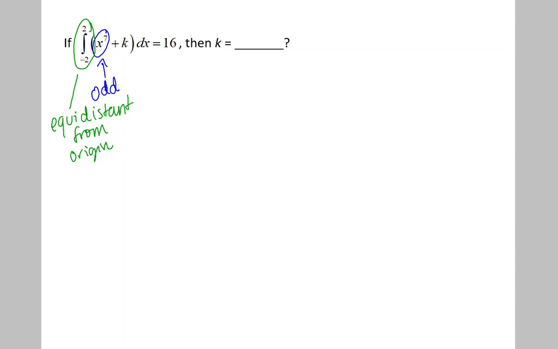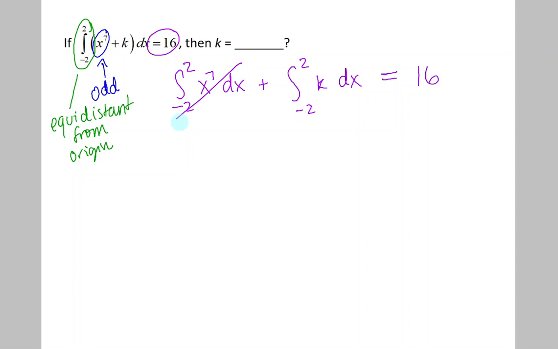So that means using my properties of definite integrals, I can split up this definite integral to be the integral from -2 to 2 of x to the 7th dx plus the integral from -2 to 2 of k dx. Of course, together, don't forget the rest of the equation, that's going to equal 16. Let's keep writing everything there is so we don't forget. Now, because of this odd function with limits equidistant from the origin, this integral is just 0.